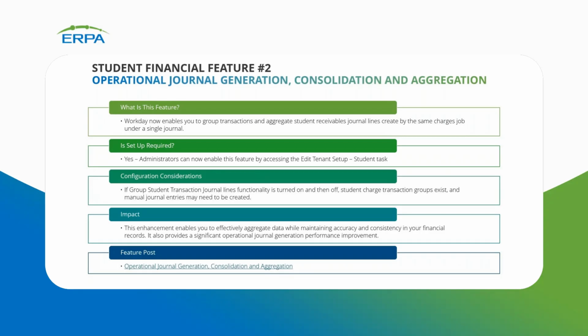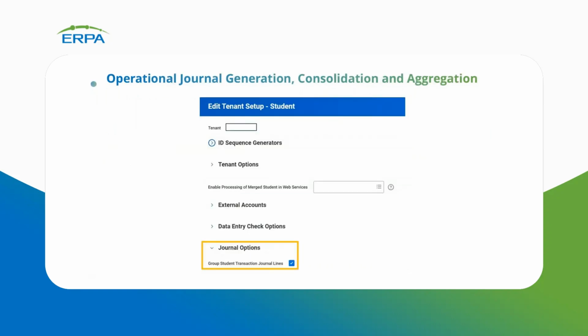Now, to make this happen, administrators simply need to enable this feature using the Edit Tenant Setup - Student task. Let's take a look at that. Again, because this is often a set it and forget it task, but it's so simple, the configuration here is just checking that simple box. And when you enable grouping student transaction journal lines, Workday groups charges with the same student and academic period, and then they assign charges via SFPR job run and the same company. You'll be able to create student charge transaction groups for assess charges, cancel charges, charge adjustments, refund recovery, write-offs. So basically all those journal lines kind of get wrapped into one group.